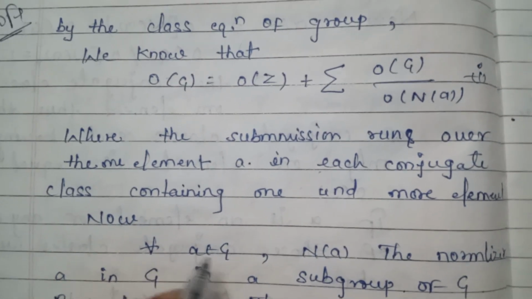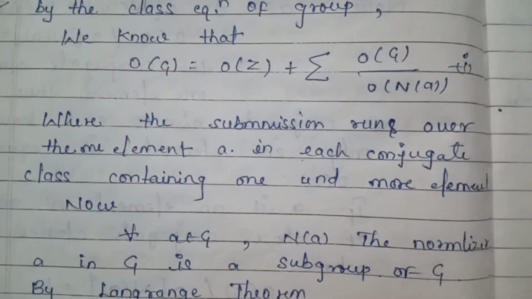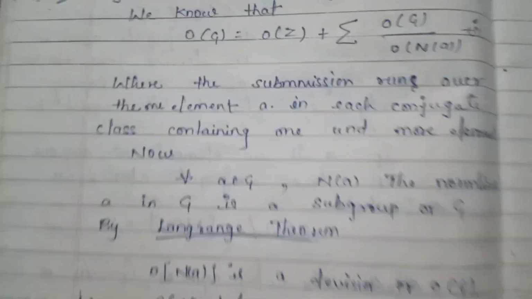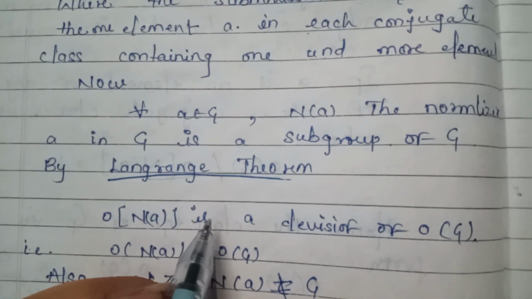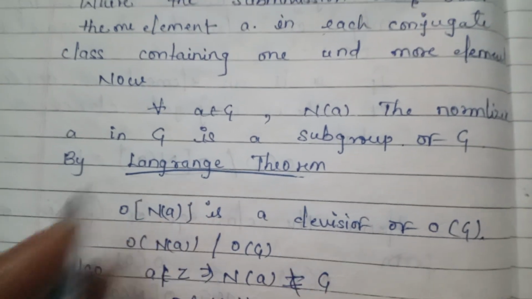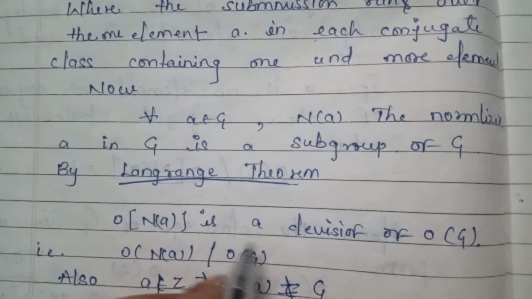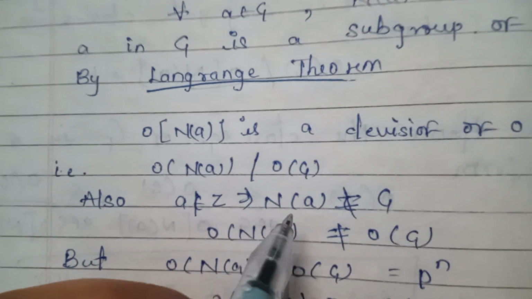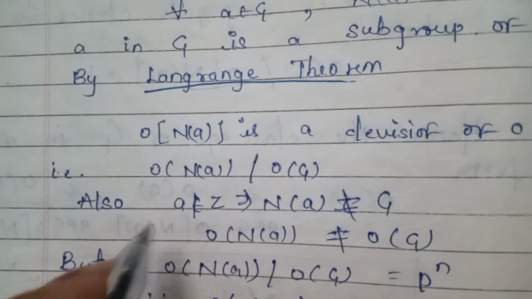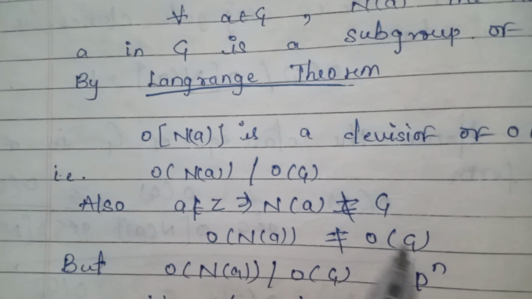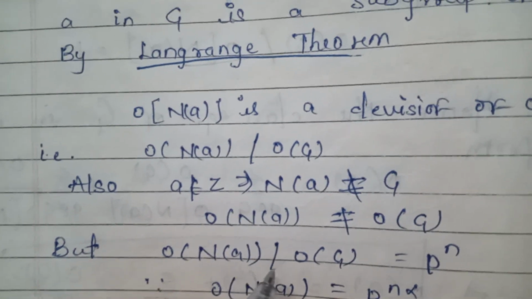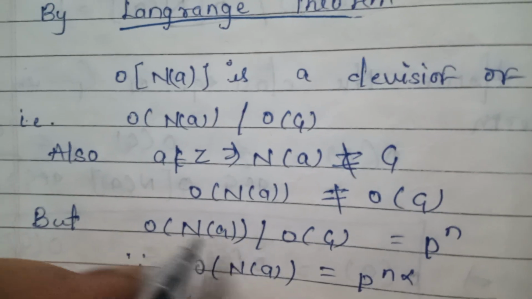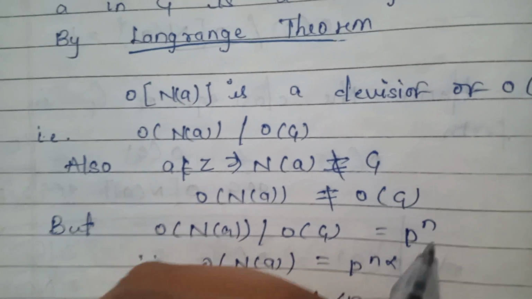Now for all a belonging to G, the normalizer N(a) of a in G is a subgroup of G. By Lagrange's theorem, the order of N(a) is a divisor of the order of G. Also, a not belonging to Z implies that N(a) is not equal to G. So the order of N(a) does not equal the order of G, but the order of N(a) is a divisor of the order of G, which is equal to p to the power n.